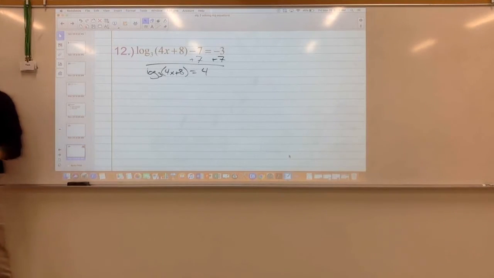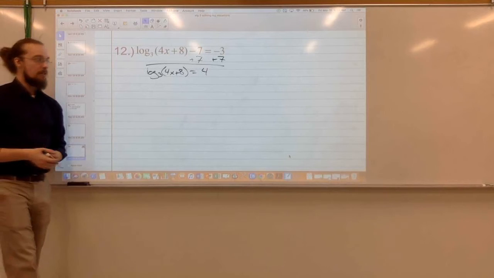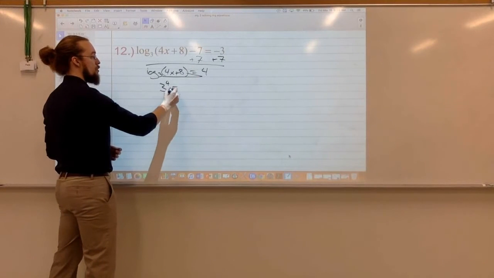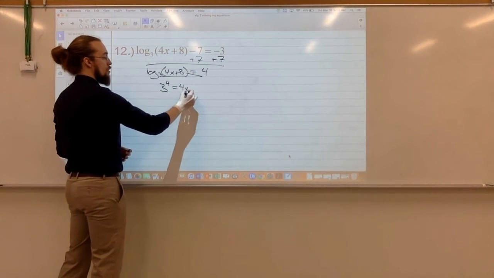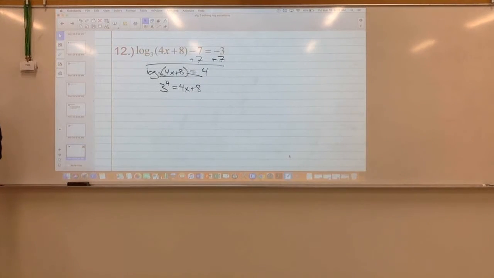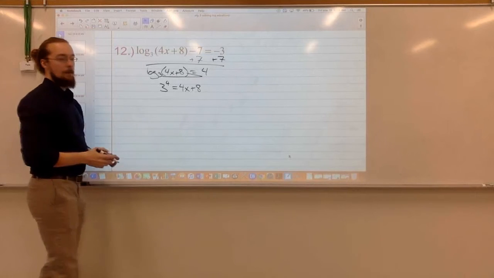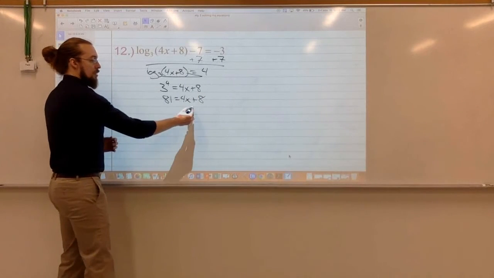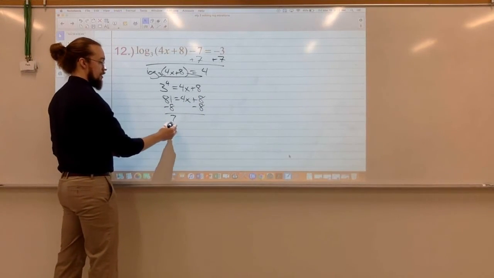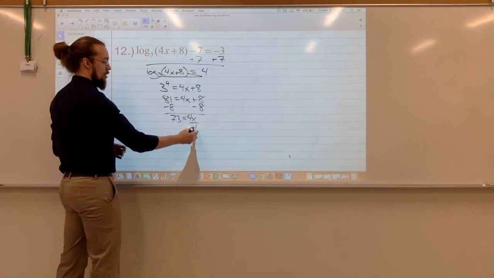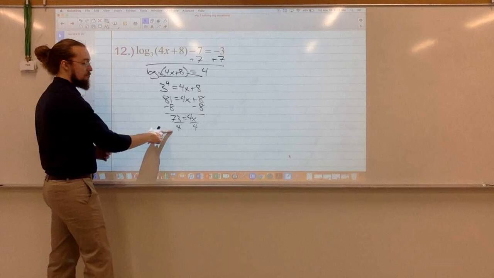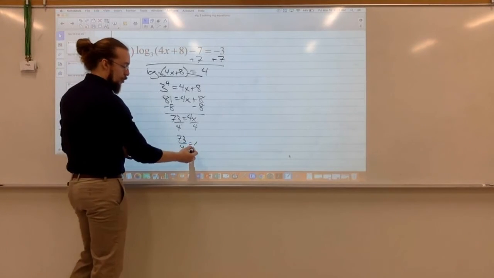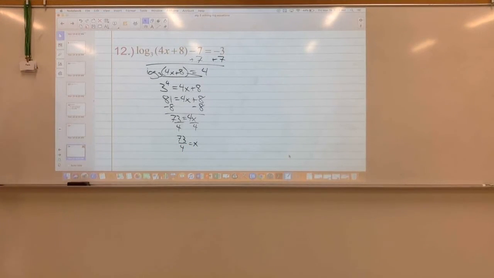Now I can rewrite this as an exponential. So what would that look like? Right, 3 to the 4th power equals 4x plus 8. What's 3 to the 4th power? 81. So 81 equals 4x plus 8. Subtract the 8 over. You get 73 equals 4x. Divide by 4, and this doesn't reduce as a fraction. So I could just leave this as 73 over 4. Or if we wanted a decimal, I think that works out to 18.25.